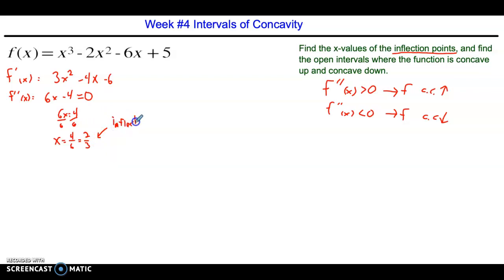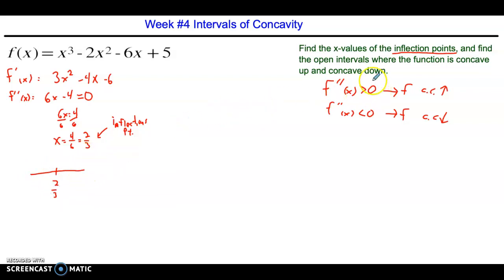That is our inflection point. I'm still getting better at writing with this pen. That's terrible writing, but whatever. You can listen and see it. Inflection points. Okay, we take any and all of our inflection points and throw them onto a number line. We only have one, so it's 2/3.